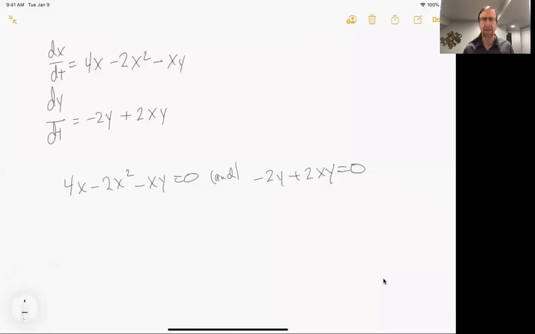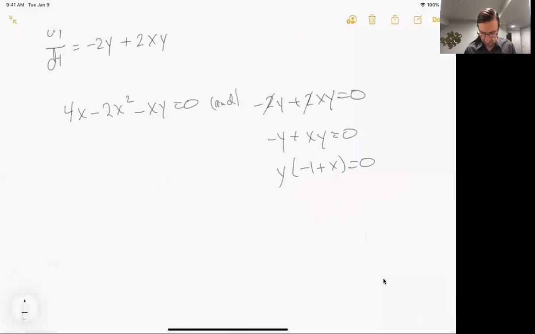Let's work on this second equation first. So we can cancel the 2's, just divide everything by 2, and that gives us minus y plus xy equals 0, which I can factor out a y and rewrite as y times (minus 1 plus x) equals 0. And that tells us that either y equals 0 or x equals 1, right? So we've got ands and ors going on here. This is exactly what I was saying. All right, now we're trying to find the equilibrium points. So the 2 original equations have to be 0 at the same time.